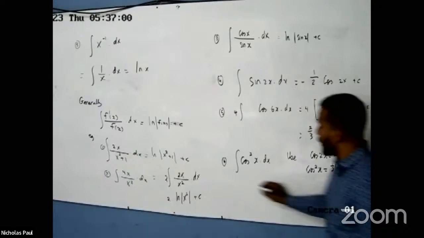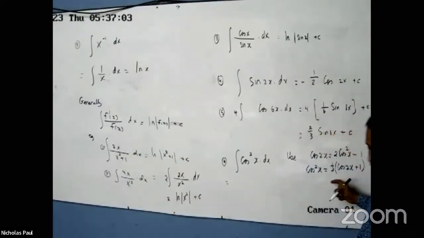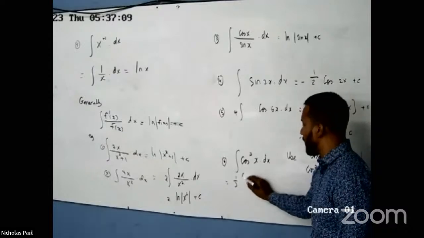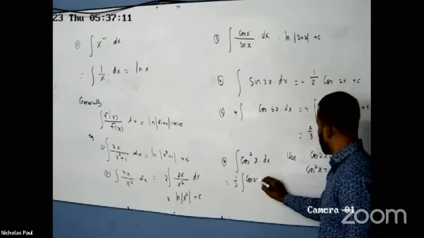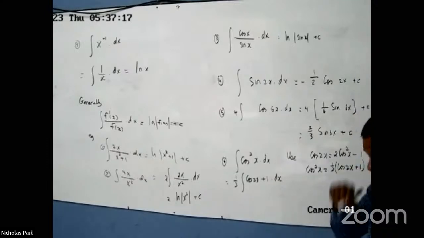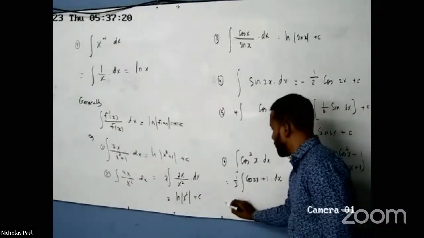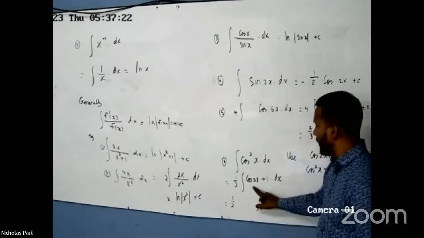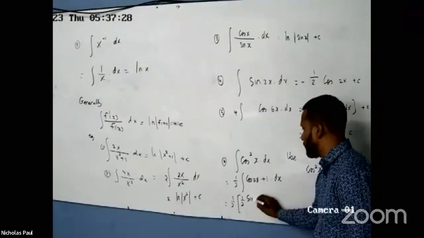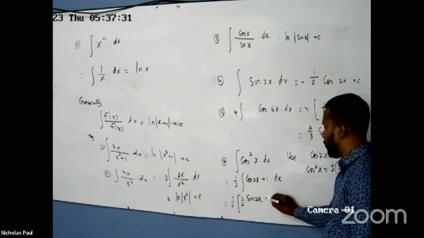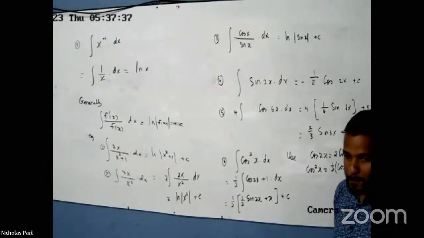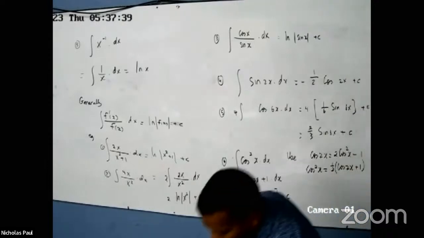So how do we integrate it? Well, we write this here. We replace cos squared x with this. So I'm going to put the half on the outside and you'll integrate cos 2x plus 1 dx. That's okay? So that'll be equal to half the integral of cos 2x, which is 1 over 2 sine 2x, and the integral of 1 is x, plus c. Okay? Copy down.